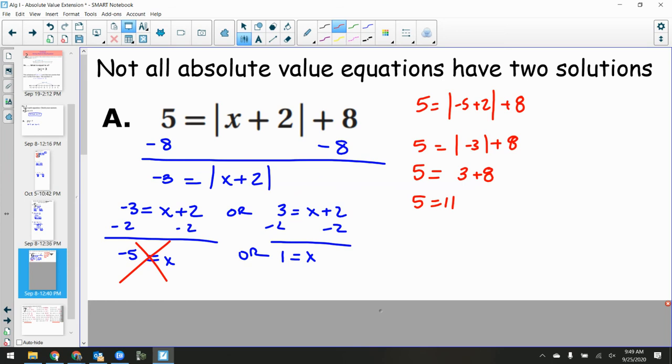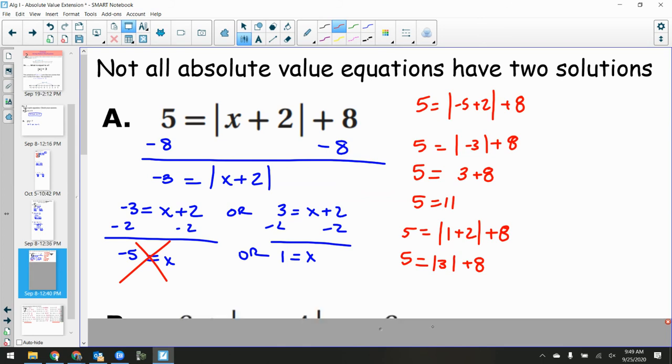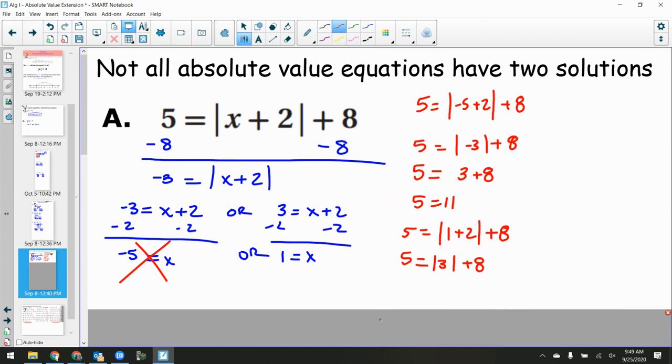What about 1? Let's test 1. 5 is equal to the absolute value of 1 plus 2, plus 8. Again, what's the absolute value of 3? It's positive 3, so it stays positive. 3 plus 8 is 11 again. So is 1 a solution?